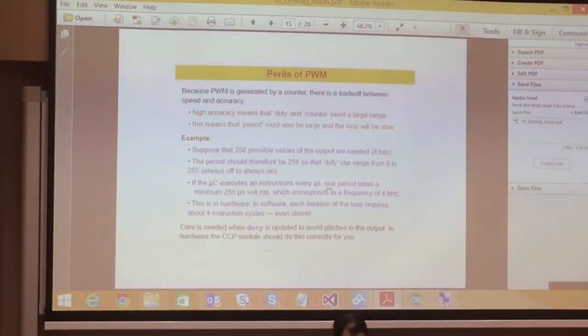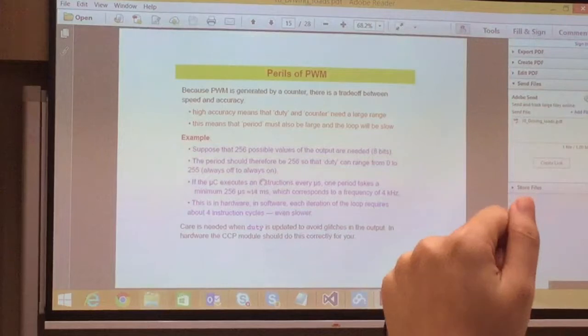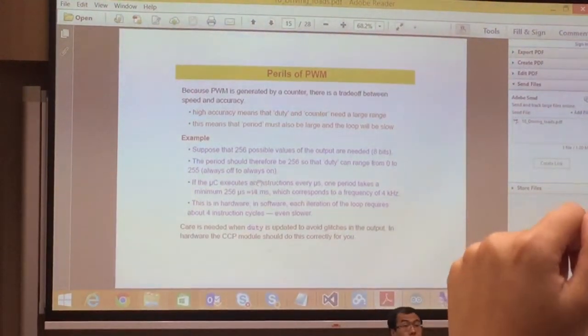Okay, so what is the disadvantage for PWM? If we say it's an 8-bit processor, we could have 256 possible values. That means if you want precise control, you need to have 256 possible values, which takes time to do.